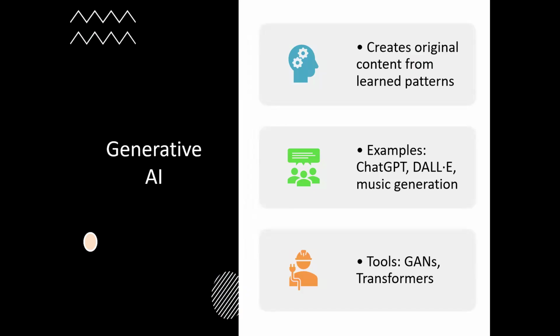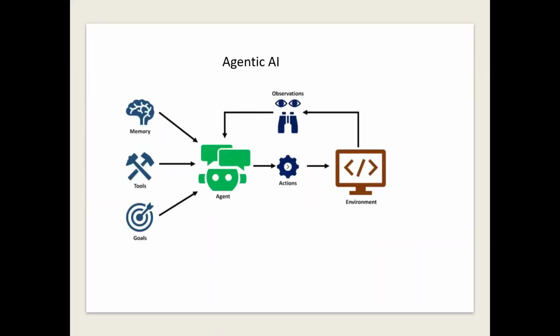Coming to the examples for generative AI, it creates content from learned patterns, so ChatGPT and Tally are examples, and they use tools like GANs and transformers. And coming to the agentic AI architecture, this diagram explains that the inputs to the agentic AI are memory, tools, goals, and observations, and thereafter the agent, actions, and environment.